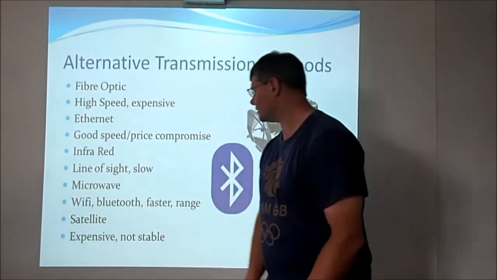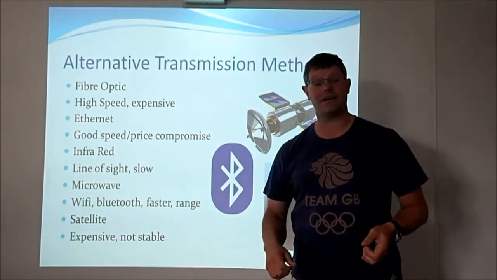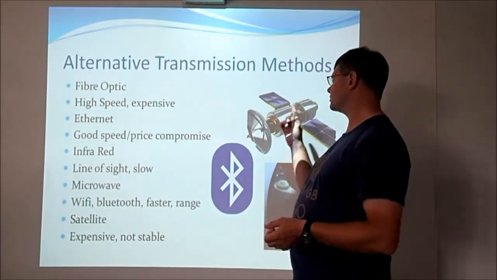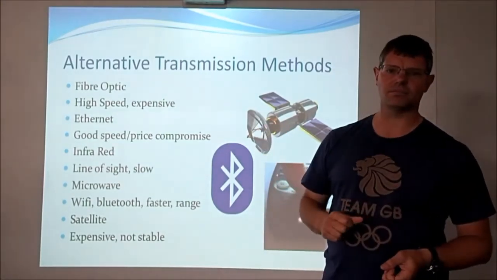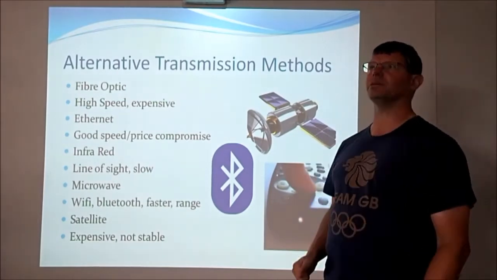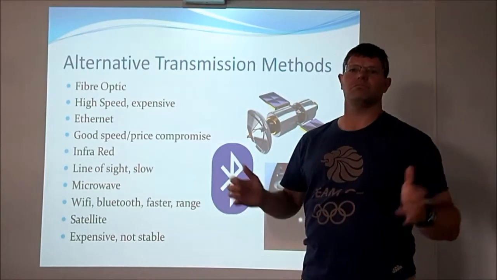And then you've got satellite. So, you can get information sent to you by satellite. It's very, very expensive, though. And it's not particularly stable, because you can only do it when you have a satellite overhead, which is great if you've got a satellite that's in geostationary orbit, which means it's always above the same part of the world. If you're below it, fantastic.